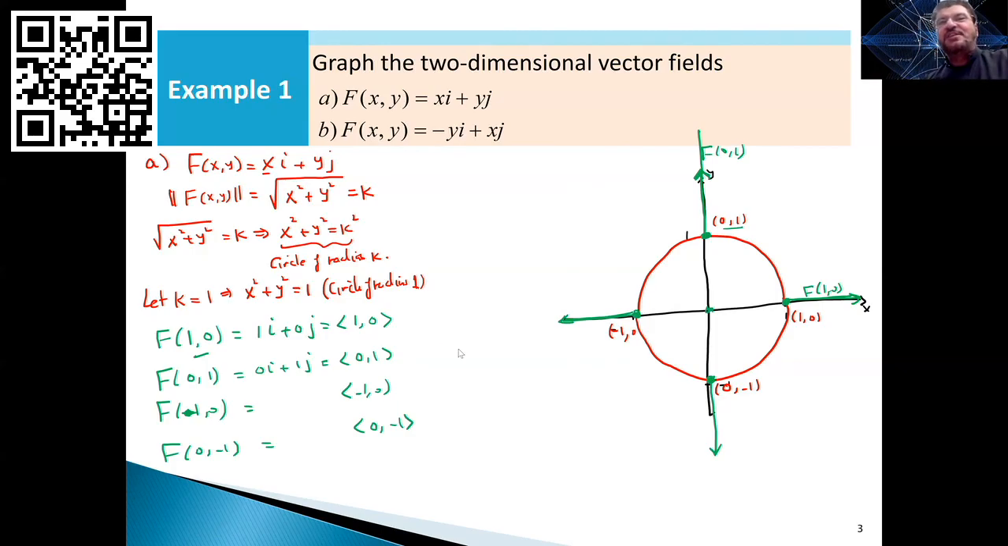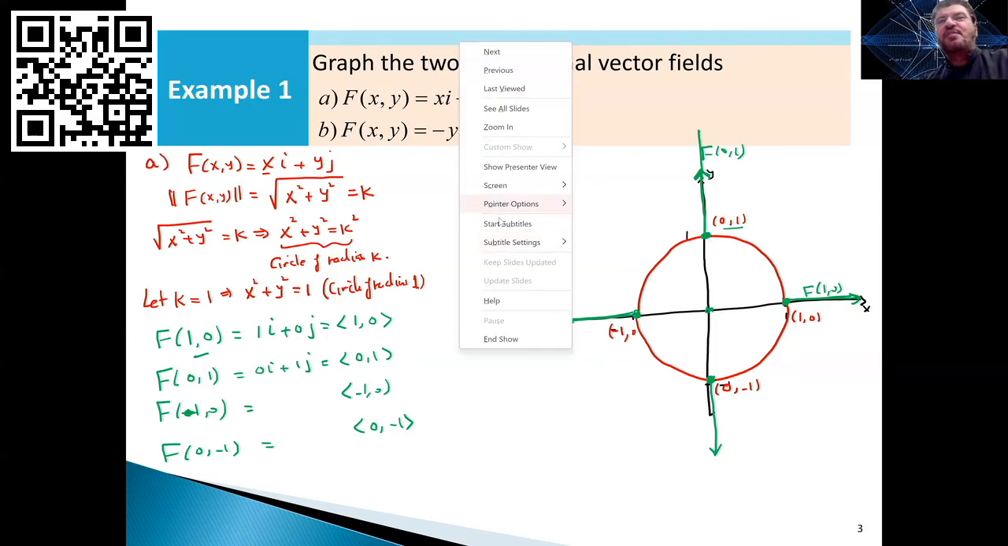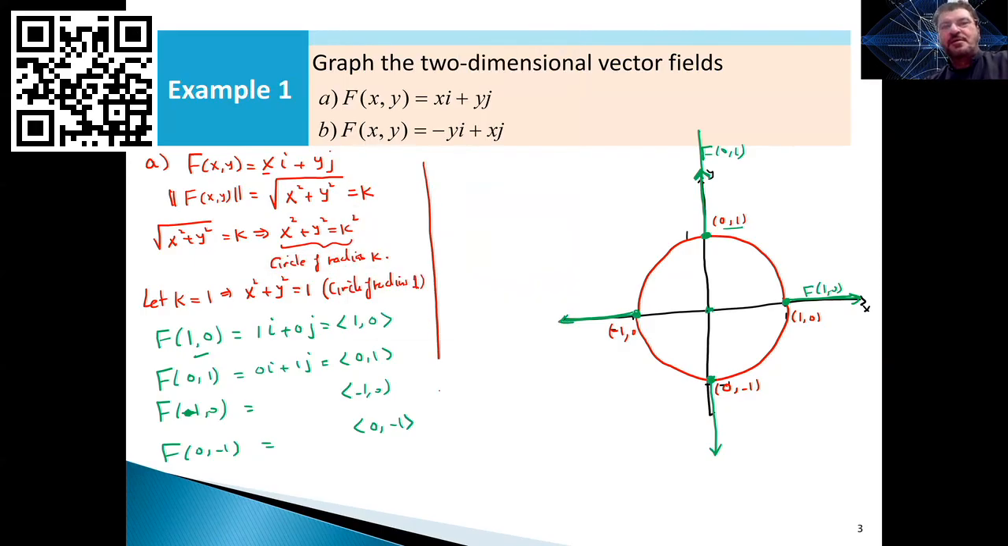And actually, I did all of this only for k equal to 1. What if I change everything, and now let's take k equal to 2. What's going to happen? We have x squared plus y squared equal to 4, right? So this is a circle of radius what? 2. So I'm going to make this next circle of radius 2.